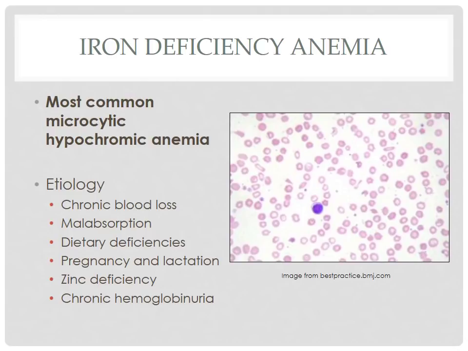Pregnancy and lactation can also have a very high iron demand on the body and can cause iron deficiency anemia. Iron deficiency anemia can also be associated with zinc deficiencies, and you can also have chronic hemoglobinuria, where there's blood loss through the urine, that can cause iron deficiency.